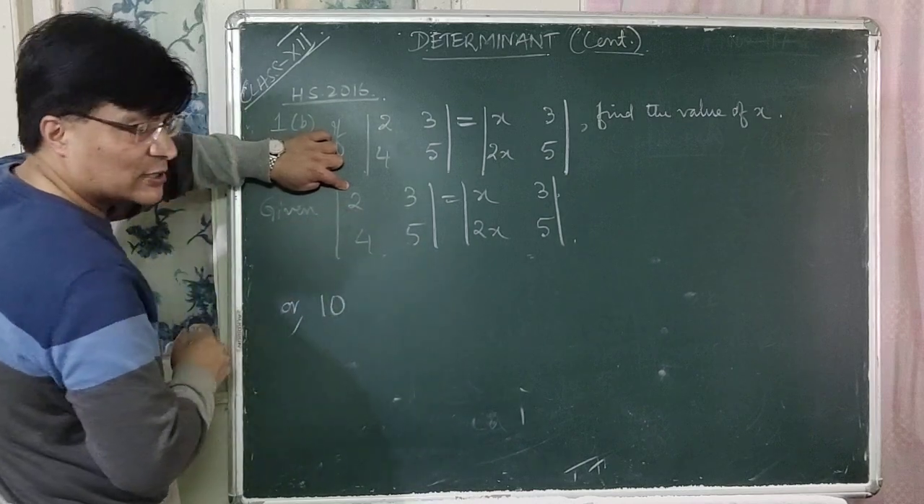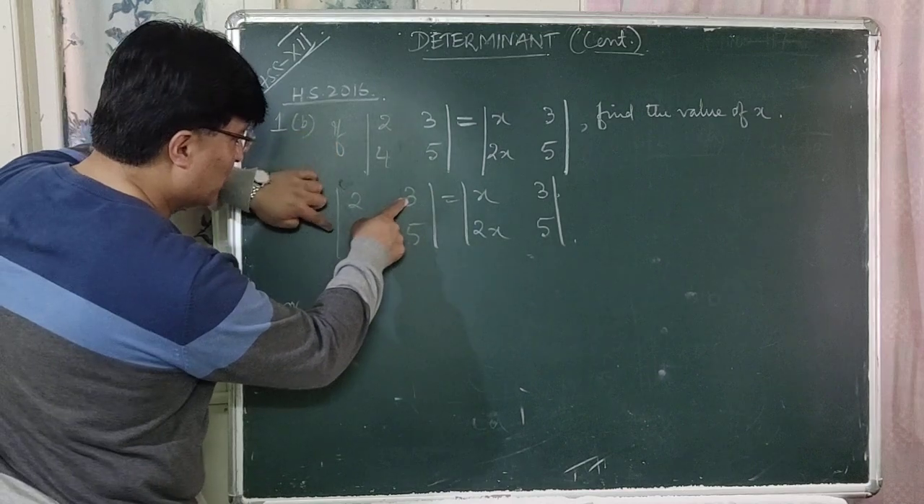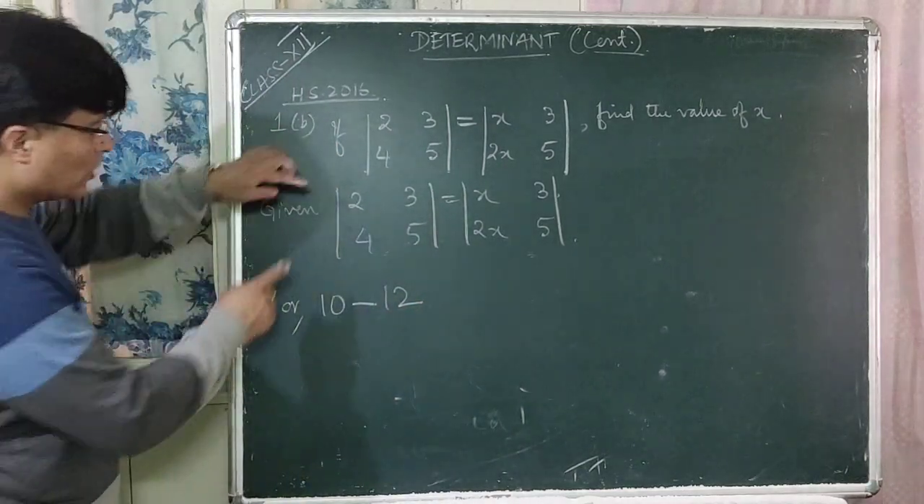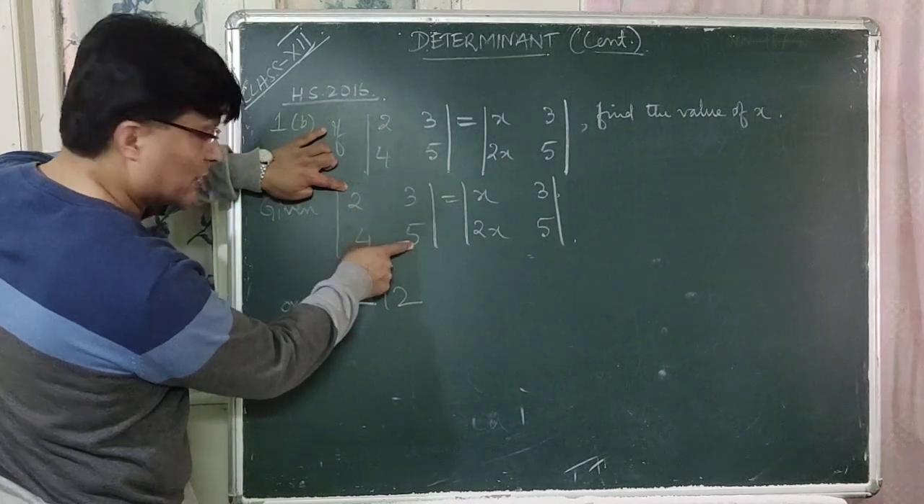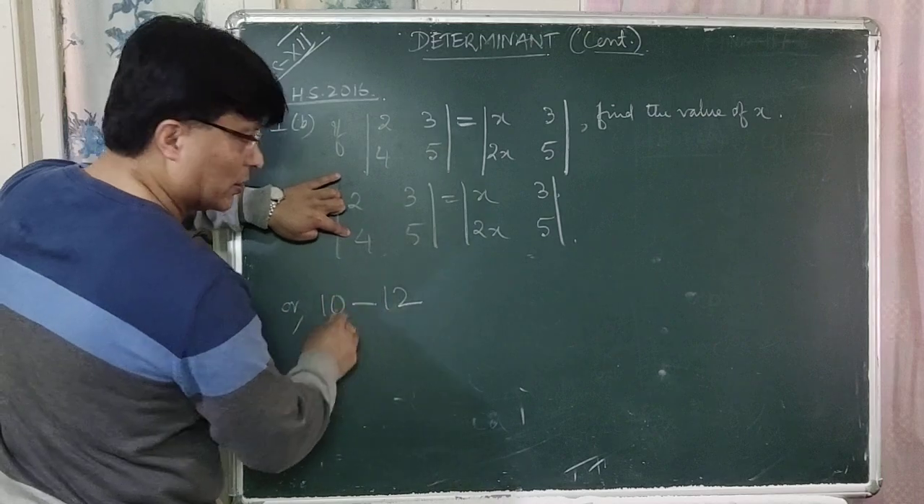So 2 5s are 10. This is the rule. Okay. Minus. Then comes what? This 3 is cross multiplied by 4. That is 4 3s are 12. Is that clear? Now first of all you have to multiply 2 by 5. This is the rule. 2 5s are 10. With a minus sign. 4 3s are 12.